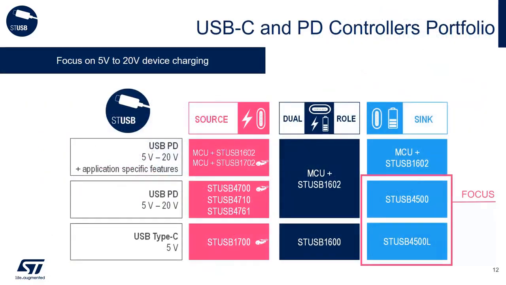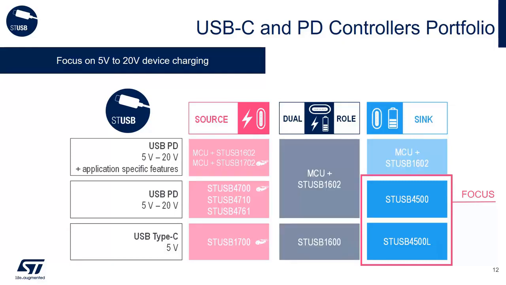This is a picture of our USB-C with Power Delivery interface IC portfolio, designed to address most use cases with the appropriate partitioning for source, sink, and dual-role use cases, as well as low and high-powered applications. Today we're going to focus on the sink side applications using the two devices highlighted, including the STUSB4500 for 5-volt to 20-volt charging applications, and the STUSB4500L, which supports 5-volt only applications.